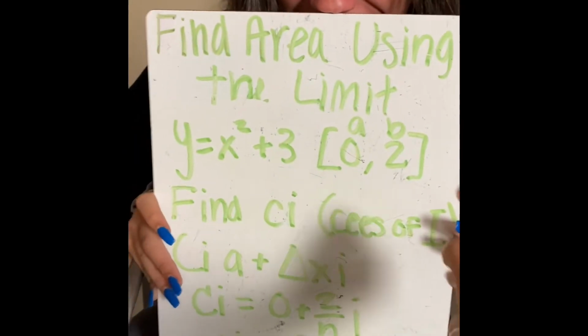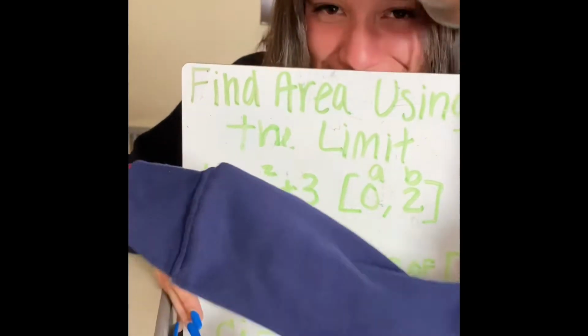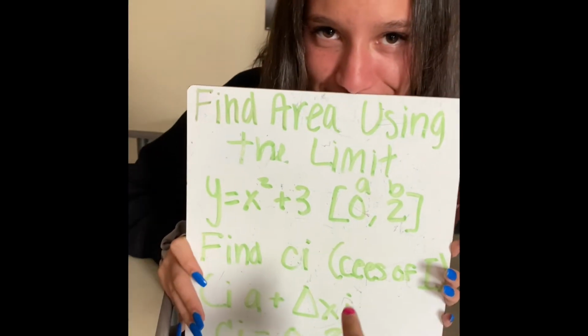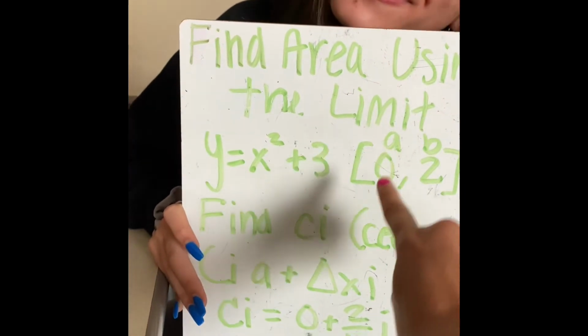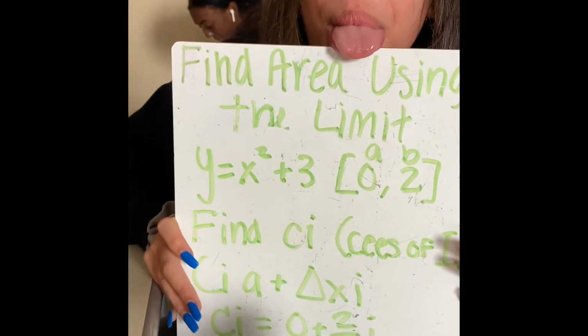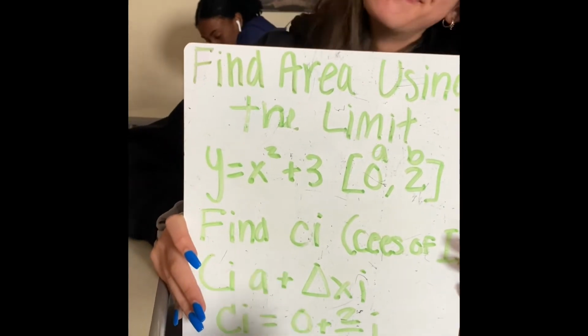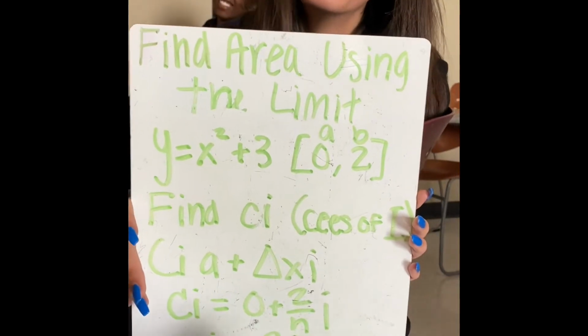So c sub i equals a plus delta x times i. So we're plugging in a, which is 0: c sub i equals 0 plus 2 over n times i. So the final answer is c sub i equals 2i over n.